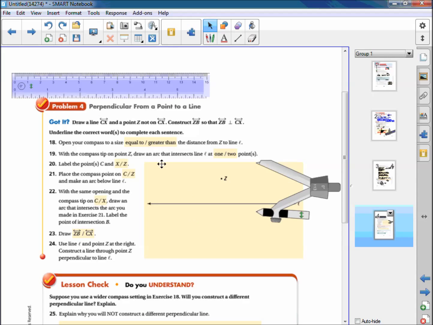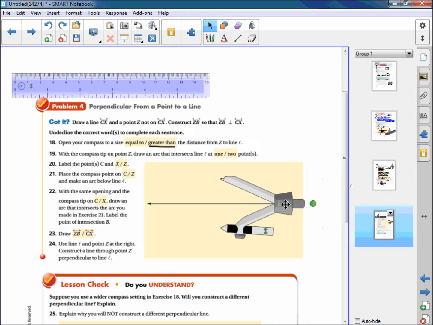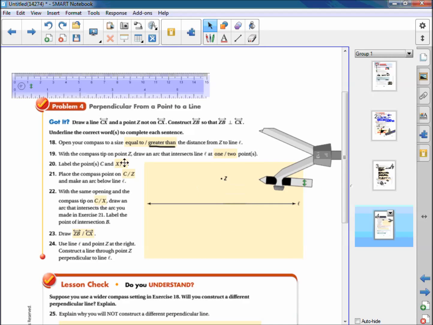So open your compass to a size that is going to be greater than the distance from Z to line L. Okay. And I've already got mine open to that big. So something bigger than from Z to the line, okay? All right, with the compass tip on Z, draw an arc that intersects line L at, we're gonna need to make it intersect at 2 points, okay? Once over here on the right and once over here on the left. And then we're gonna label the points C and X. So that's because we wanted it to be CX, the name of the line, okay?